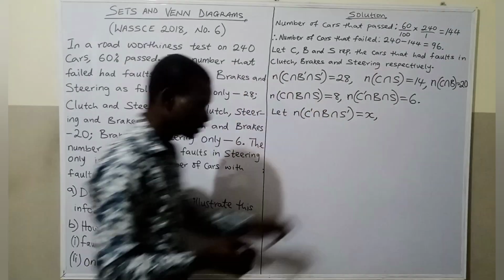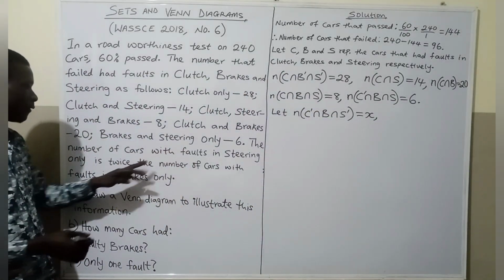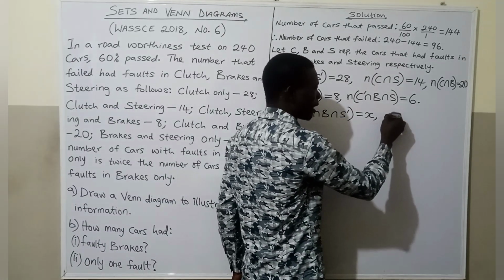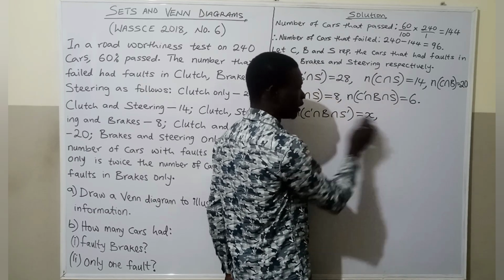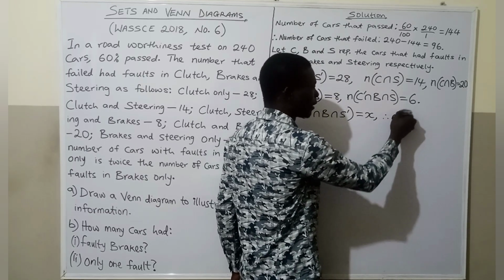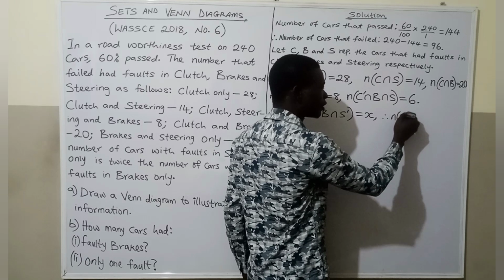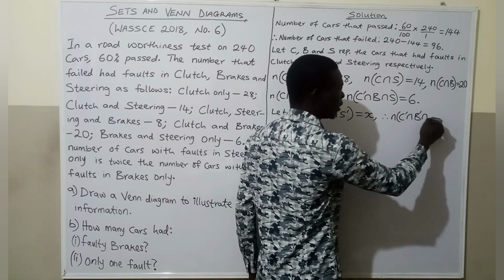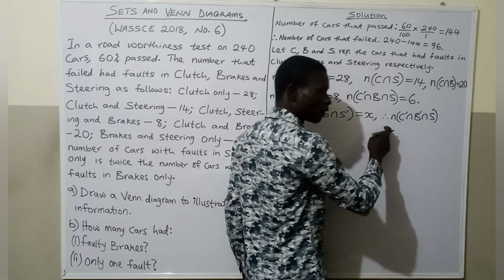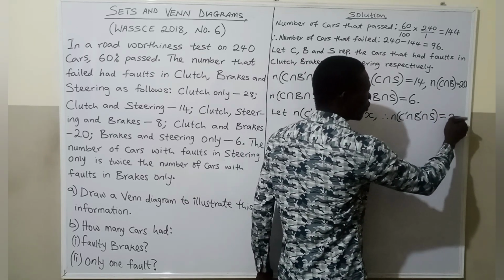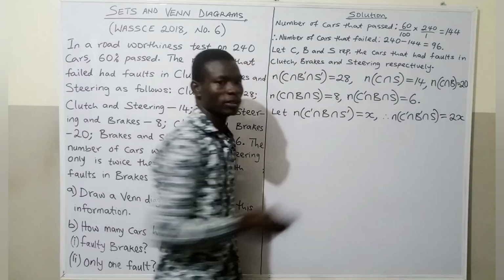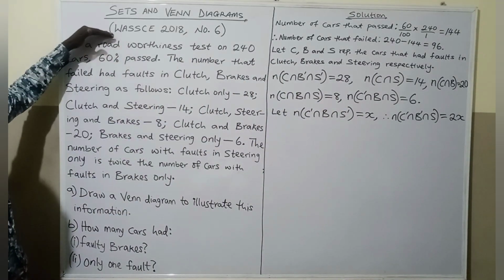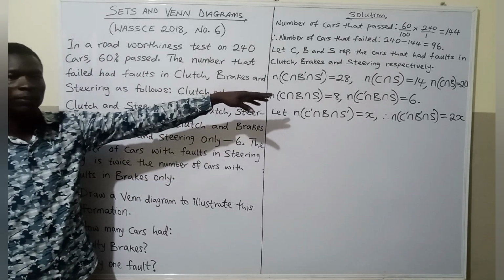Since this is equal to X, we know that the number of cars having fault in steering only is 2 times this X. Therefore the number of cars with fault in steering only, that's going to be clutch prime intersection brakes prime intersection steering. That's the representation for steering only. That's now going to be equal to 2x, because it's 2 times this particular one. So I think everything in the question here has been captured by these parameters.